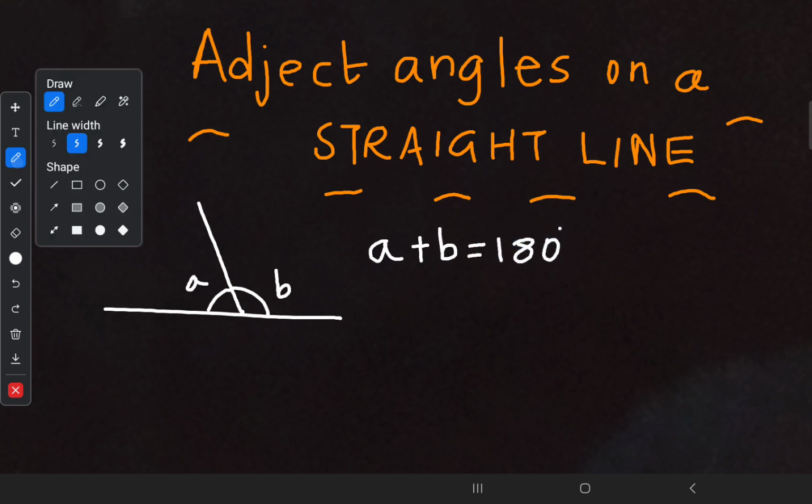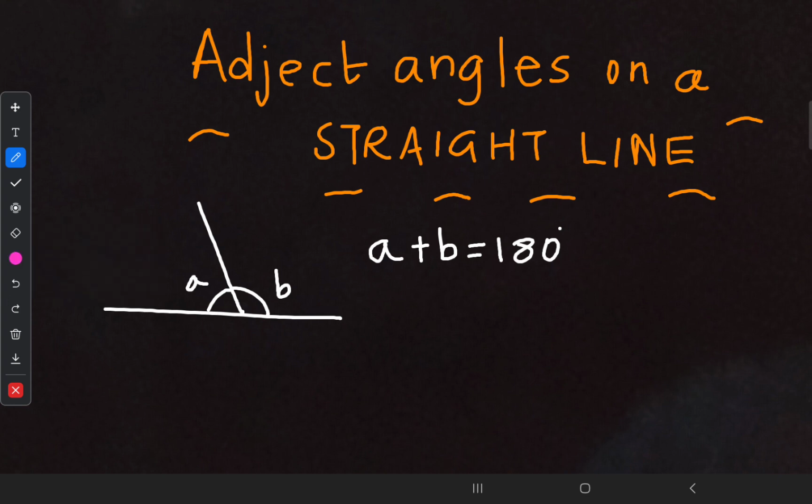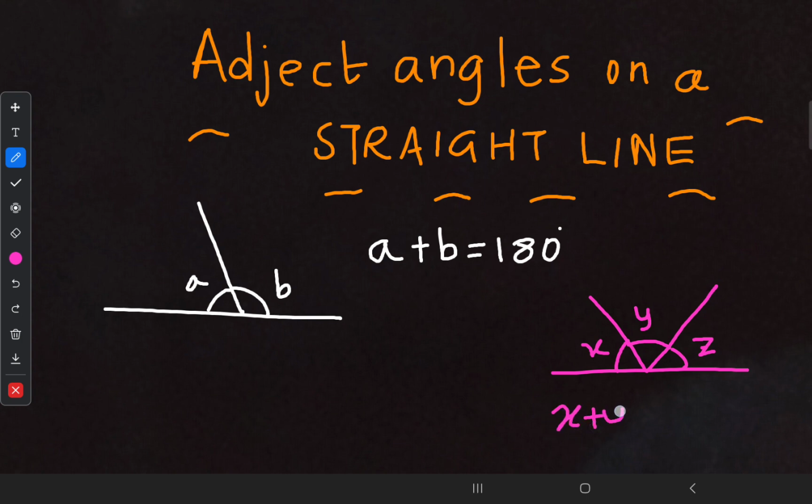For our next example, I'll take another line. In this straight line, this angle was split into three portions. That means X, Y and Z. The total is always 180. It was split into three non-equal portions, so X plus Y plus Z equals 180 degrees.